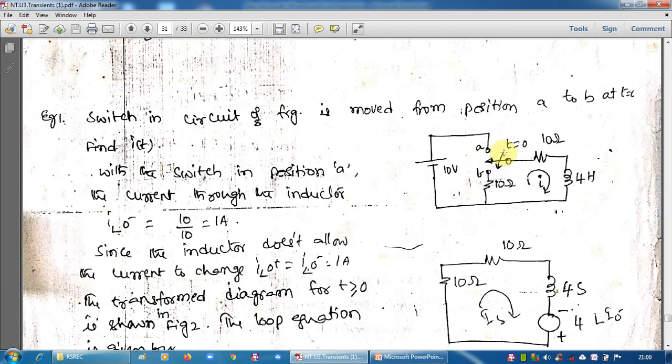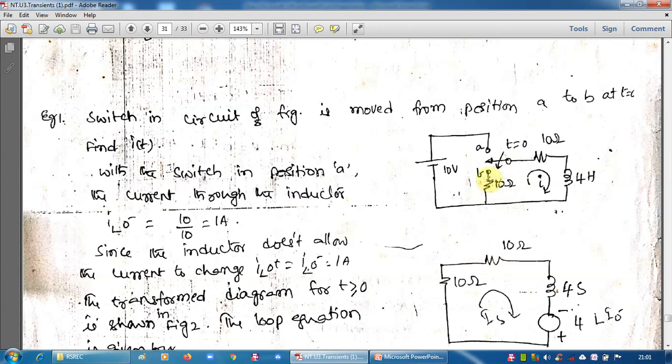Why? Because the movement is downward. Downward means towards B, that is at t equal to 0. Before that, it is in A position. Okay, so that is the case. Before that means before t equal to 0, that is t equal to 0 minus. It is given generally to determine the initial values. Initial value means before t equal to 0.